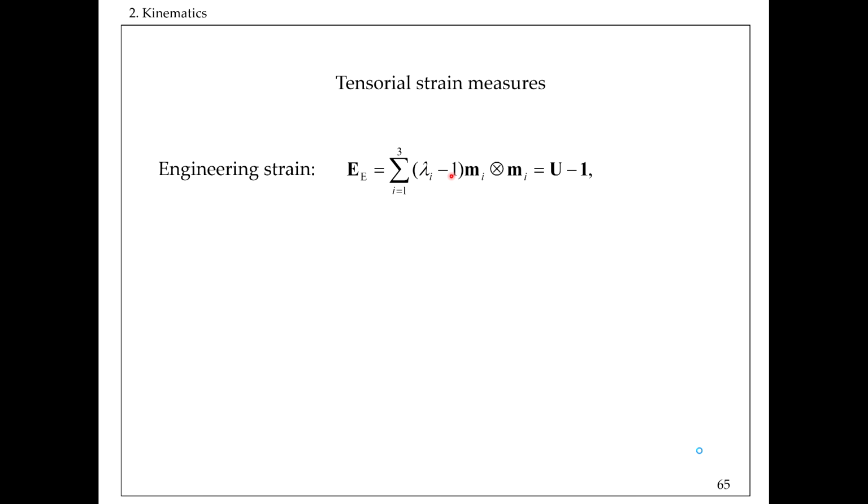So this is lambda minus 1, exactly as it was in our one-dimensional case, but now we redefine it into 3 other principal directions that may occur. And if that's the case, then lambda multiplying m, the tensor product of mi, will be nothing but our right stretch tensor U that we defined before, and these guys will produce the identity tensor. And then the logarithmic strain, again, something very similar.